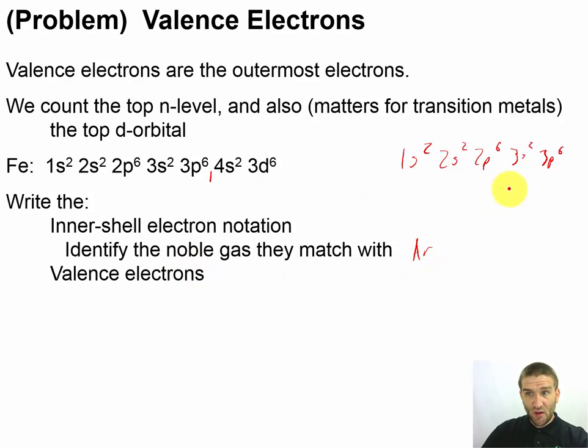Our valence electrons will be our 4s2 and our 3d6. So if we were to write down our condensed notation for this, it would be argon, 4s2, 3d6. There we are. And that's going to give us 8 valence electrons in that case, 2 of which are going to be counting toward our octet rule.